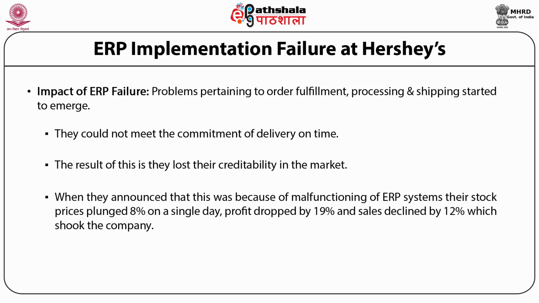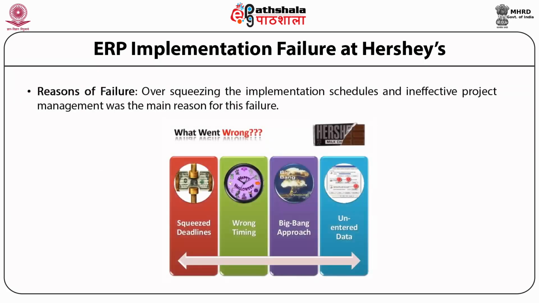So what we see is that what exactly went wrong with Hershey's was that they squeezed their deadlines. There was completely wrong timing of distribution of stock. Instead of the phased approach, the Big Bang approach was incorporated, which led to this particular halt, and the data that was entered into the ERP system was not entered correctly. The reason for failure eventually was over-squeezing of the implementation schedule and ineffective project management. They were also sacrificing system testing for the sake of expediency.